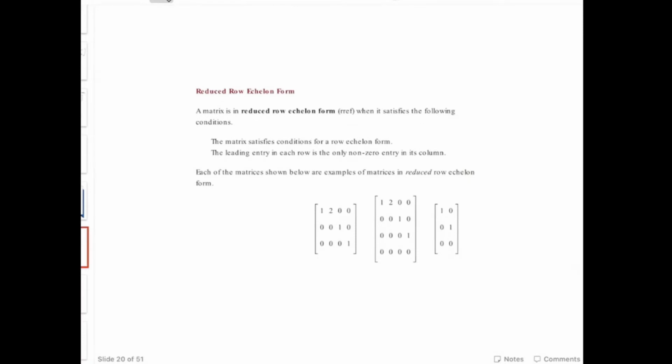There's also another form called the reduced row echelon form. In this case, you only add one more condition at the leading entry in each row. So we have to satisfy all the first three conditions, and then the leading entry in each row is the only non-zero entry in each column. That means this leading entry here should be the only non-zero element.